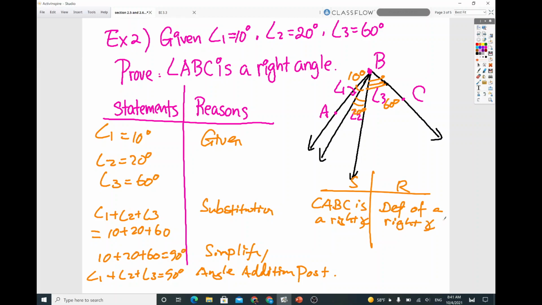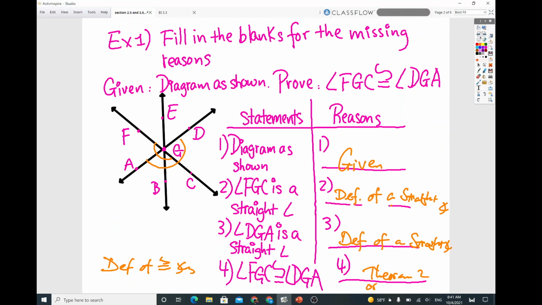It's pretty basic, but you need to follow through with the given. Once you start with the given, there are so many things you can figure out. Combine those angles together, add them all together to equal 90 degrees, and then use the angle addition postulate. Now let's see what else we have.